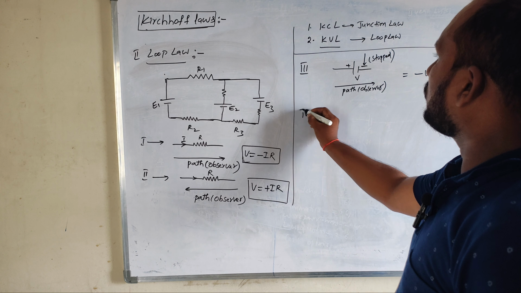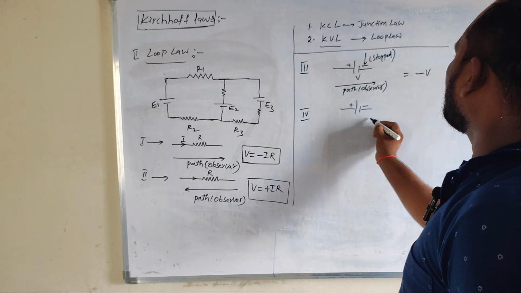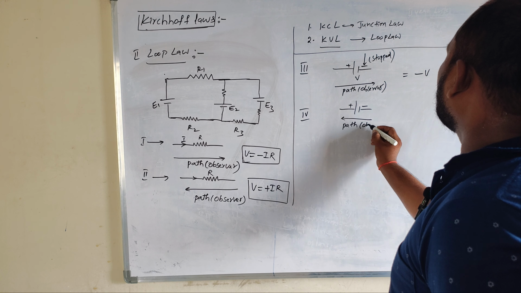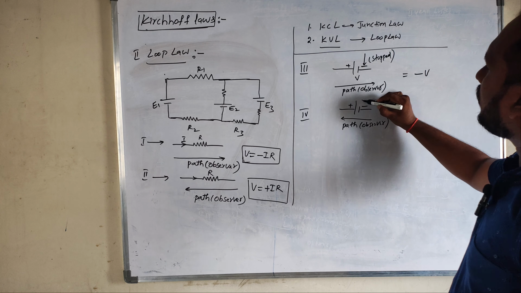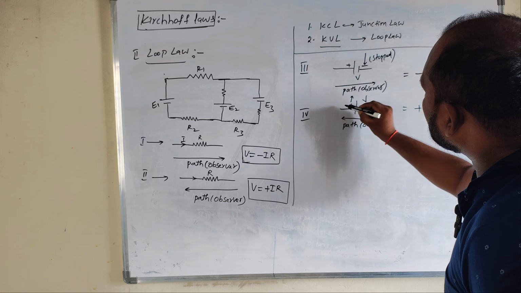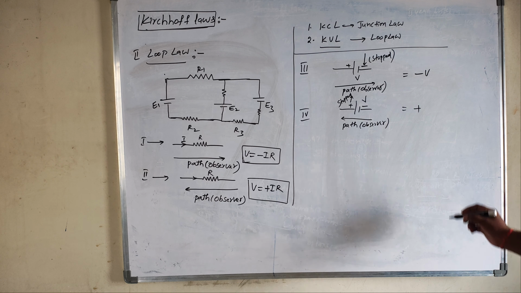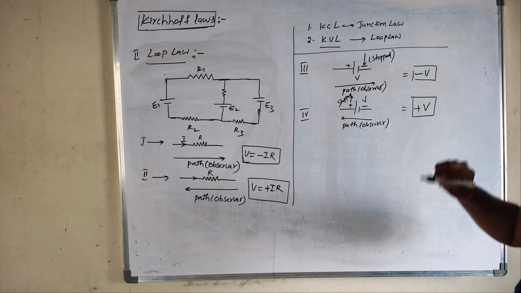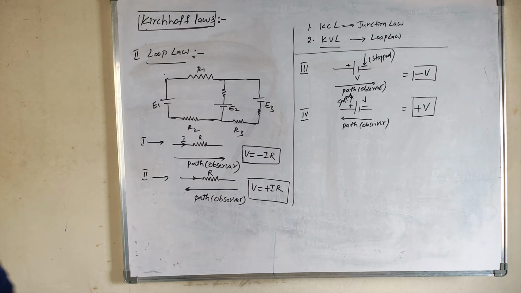Fourth rule. Same setup: this is plus, higher potential, and this is minus, lower potential. My path is like this. The EMF of this battery is V only. Now I stopped exactly on plus, so the potential drop is V. Like this we have to find out the potential drop first.